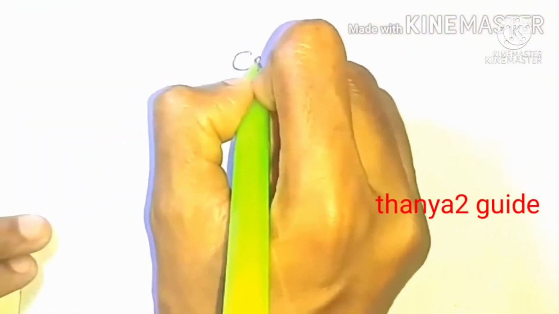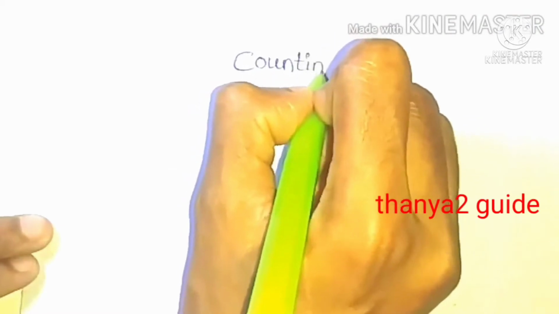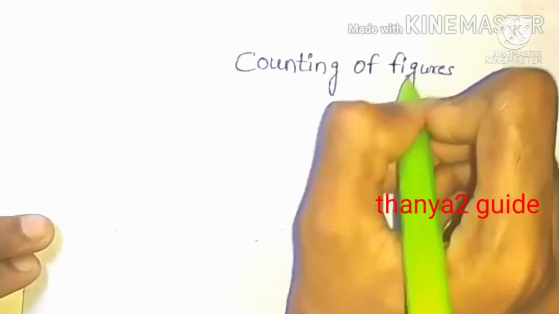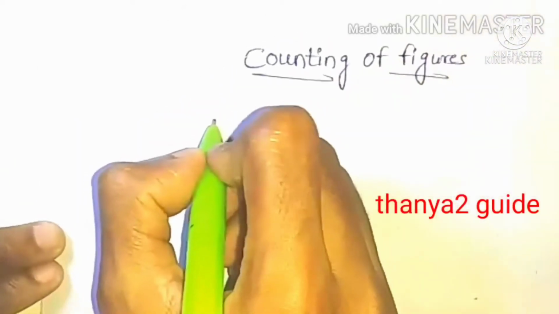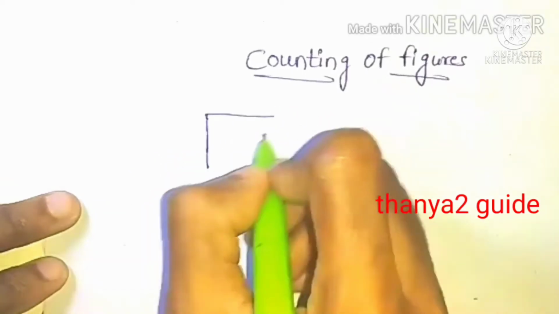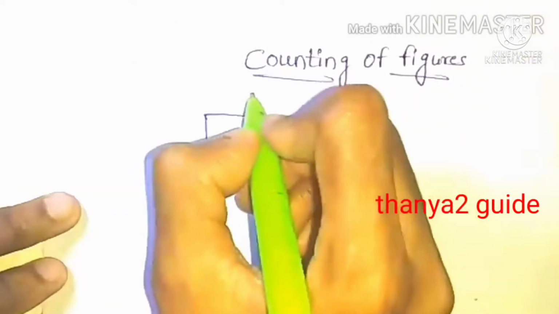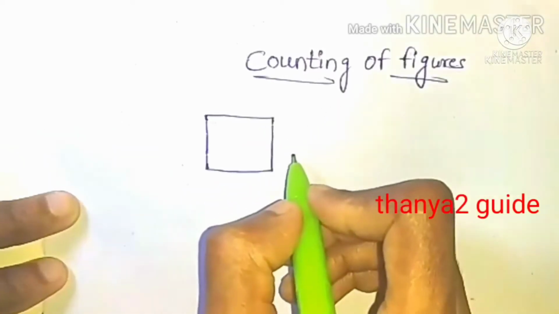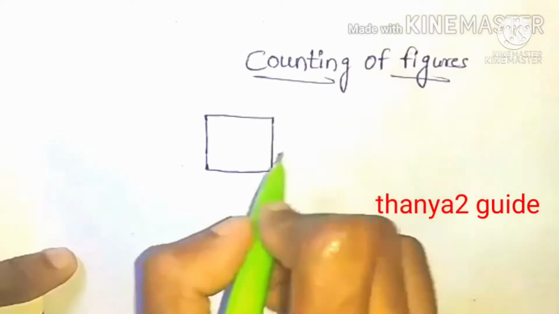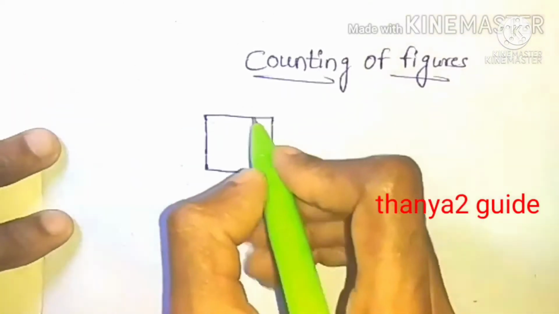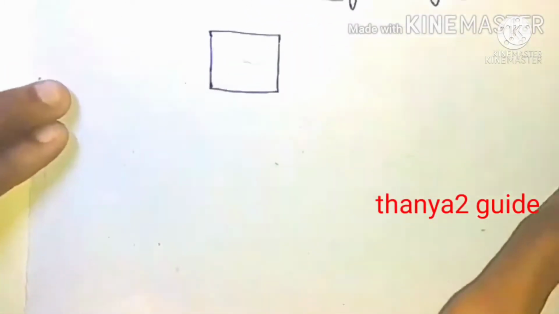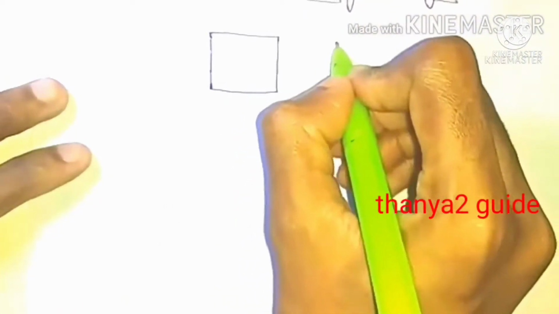Hi everyone, in today's session I am going to explain to you about counting of figures. So we all know that a square has all equal sides. Now if we want to find the number of squares when rows and columns are equal, in this all sides are equal. For suppose, let us take one more square.